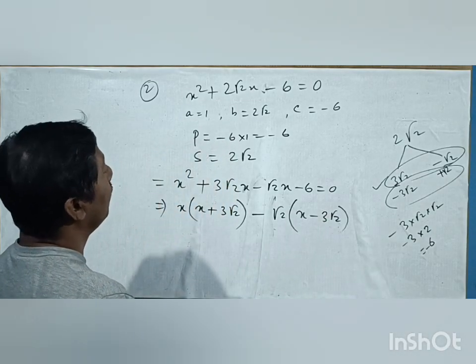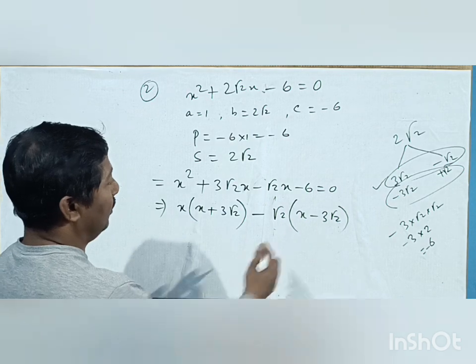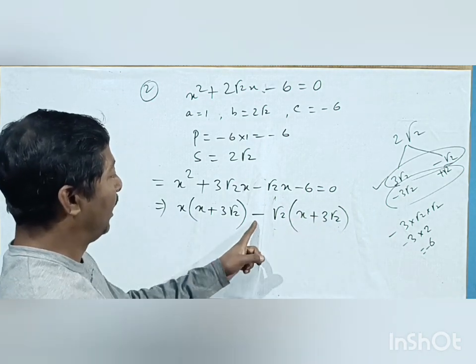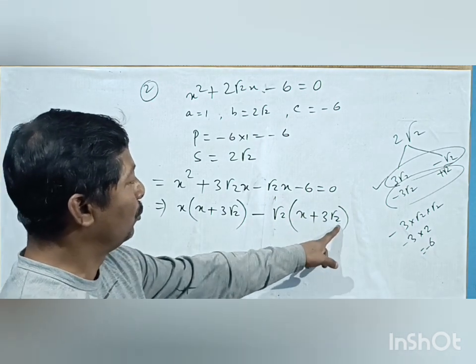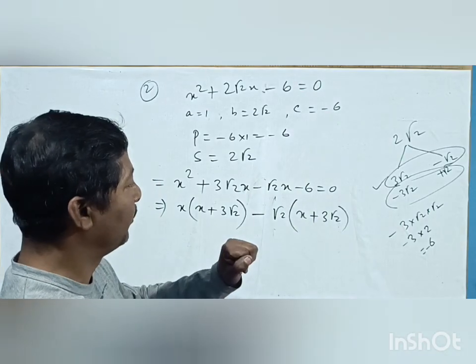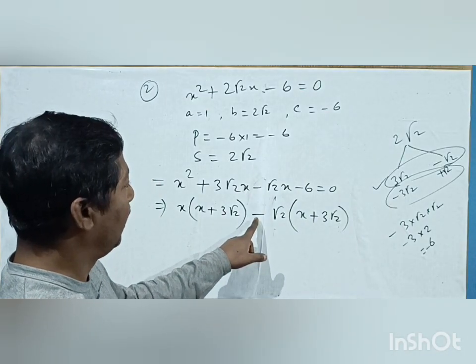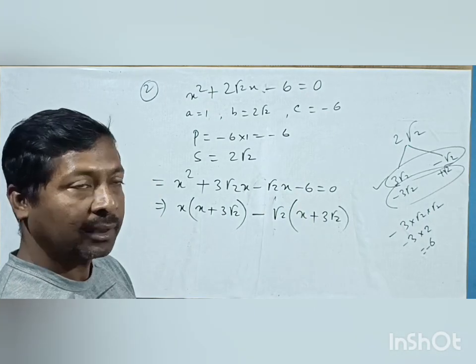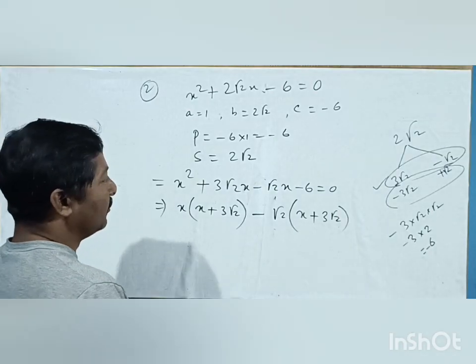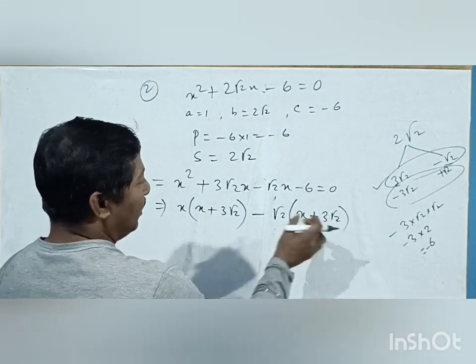Okay. Plus, minus root 2x. Root 2 into root 2, 2. 2 into 3, 6. And minus into plus, minus. So how can I know that this will be 3 root 2?